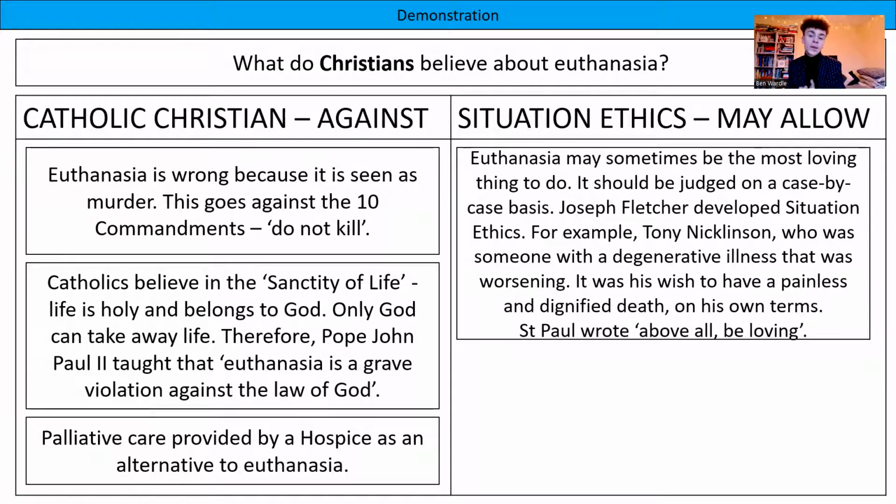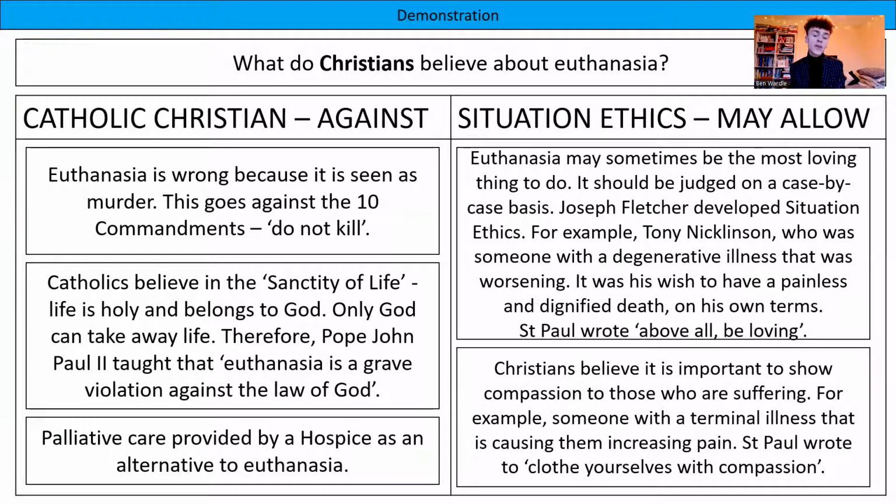So we could give the example of Tony Nicklinson, whose condition was worsening and who said, my life has become a living nightmare. You could say that because it was his wish to have a painless and dignified death on his own terms, that should be granted in that situation, because that would be the most loving thing to do. And as St. Paul wrote, above all, be loving. So it would be cruel, it would be unkind to not grant his wish. So a Christian who follows situation ethics might say, in that situation, it would be the most loving thing to do. And then another key argument you could make is an argument based on compassion.